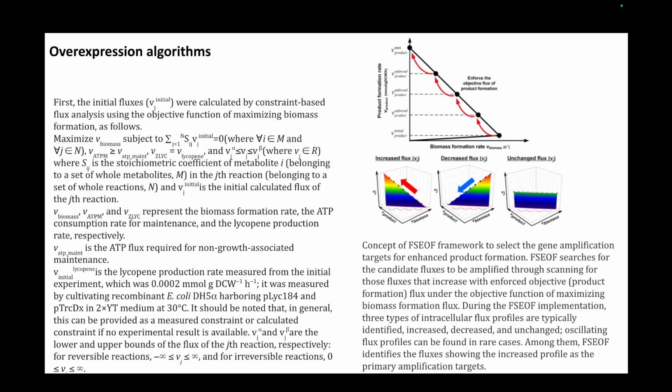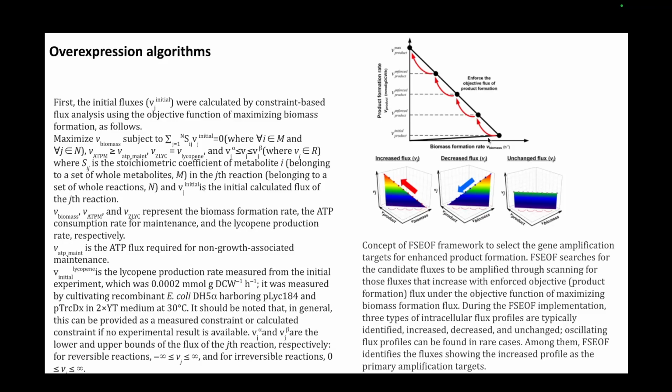So we looked at knockouts. Now we'll look at overexpression and synthetic lethals. So overexpression algorithms, it's a simple framework, FSCOF. It searches for the candidate fluxes to be amplified, scanning through for those fluxes that increase with enforced objective flux, basically under the objective function of maximizing biomass production flux. During FSCOF implementation, three types of intracellular flux profiles are typically identified: increased, decreased, and unchanged. Oscillating flux profiles are found to be rare in nature.